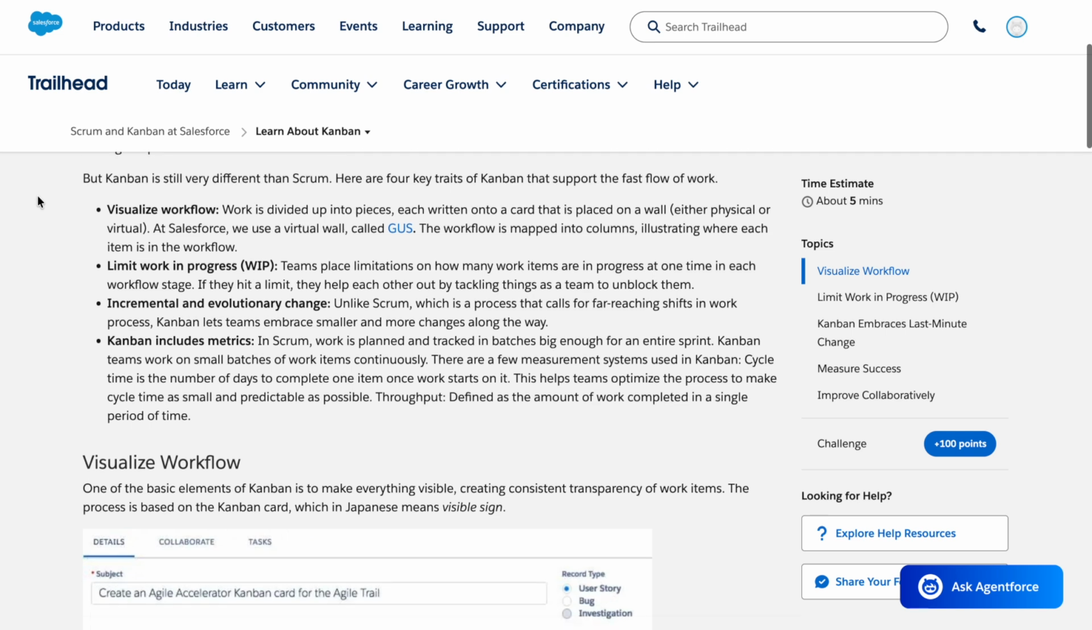Here are 4 key traits of Kanban that support the fast flow of work. Visualize workflow. Work is divided up into pieces, each written onto a card that is placed on a wall, either physical or virtual. At Salesforce, we use a virtual wall, called GUS. The workflow is mapped into columns, illustrating where each item is in the workflow.